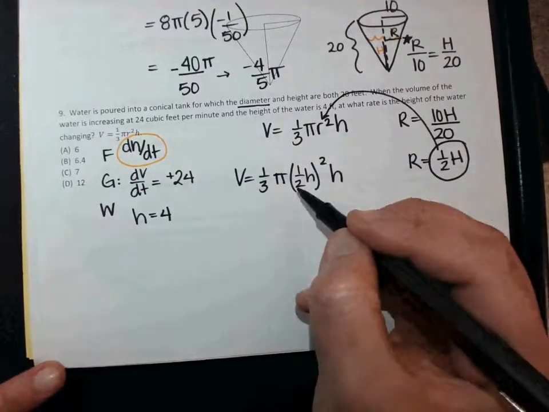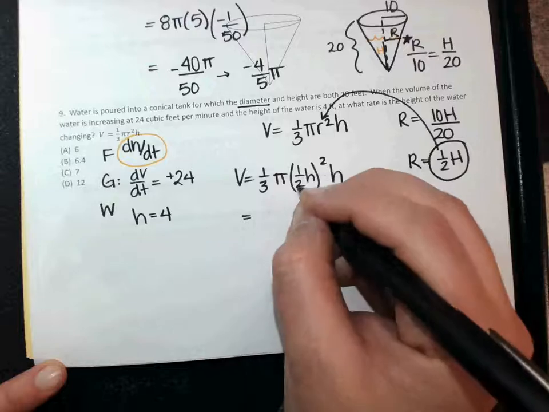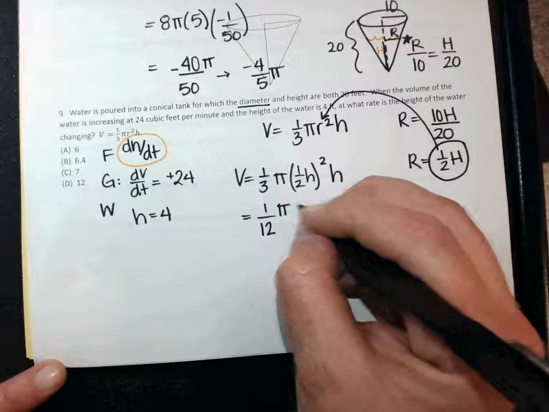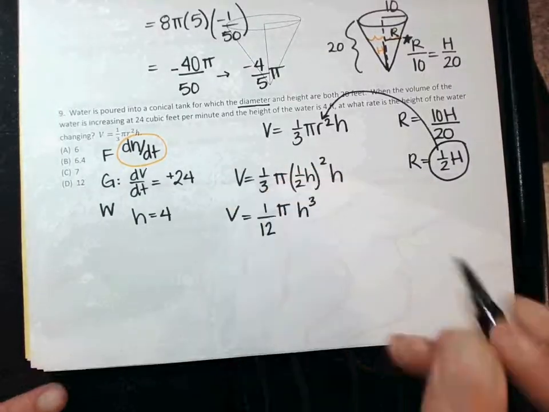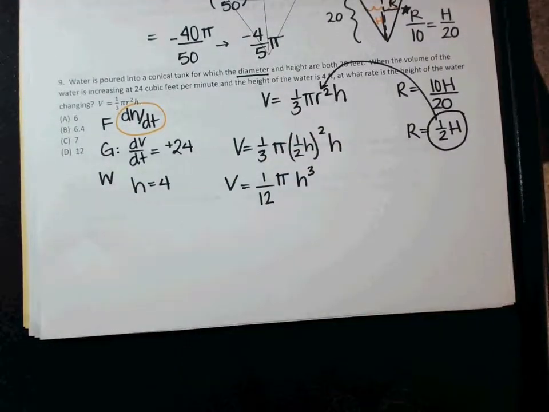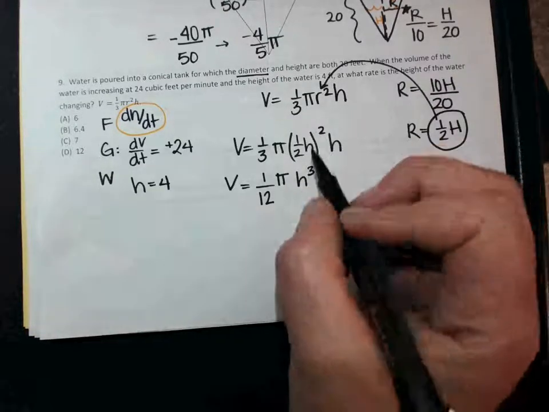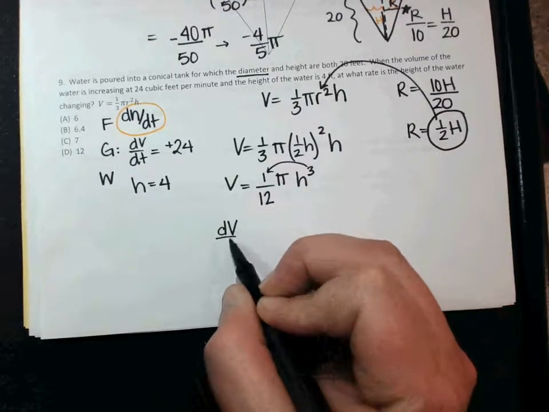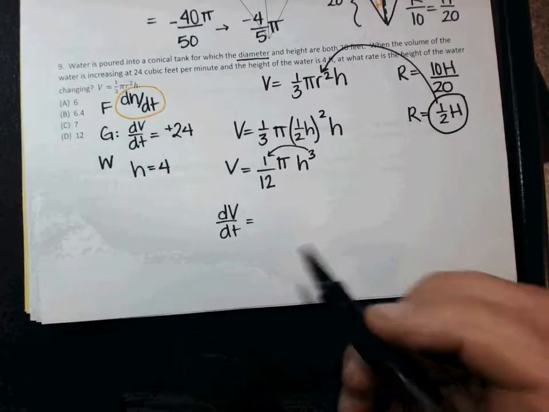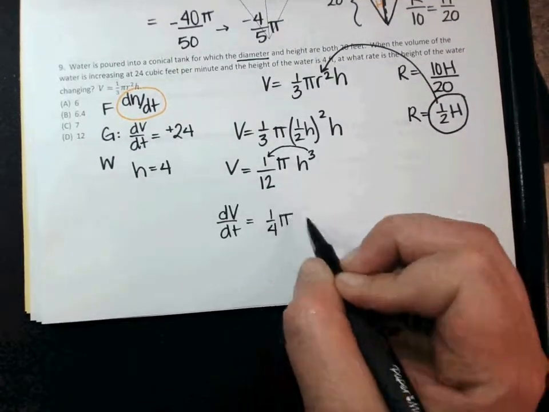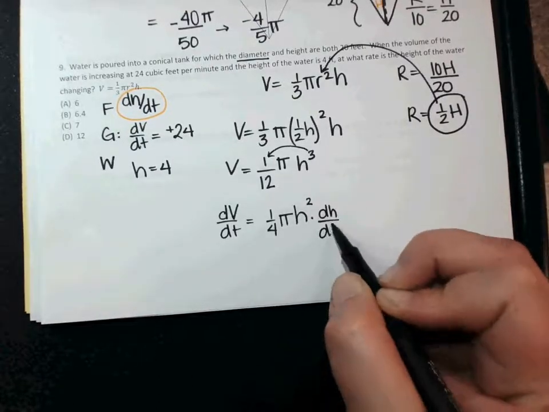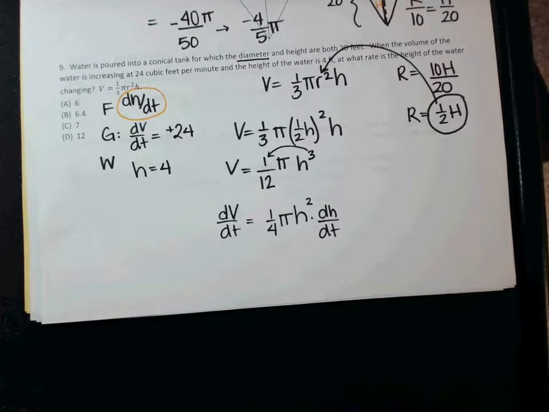What's a half squared? 1/4. What's a fourth times a third? 1/12 pi h cubed. And then from there, I'm going to take the derivative. But remember, you want to kind of simplify it first. So times your 3 down. What's 3 out of 12 the same as? Oops, I forgot to write dV/dt. 1/4 pi. And then h is now to what power? Squared times dh/dt.